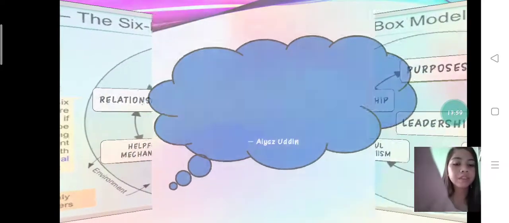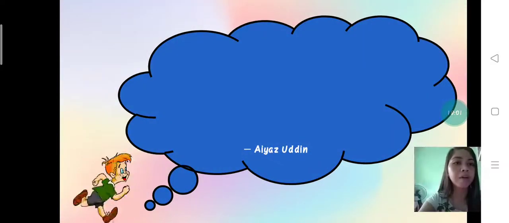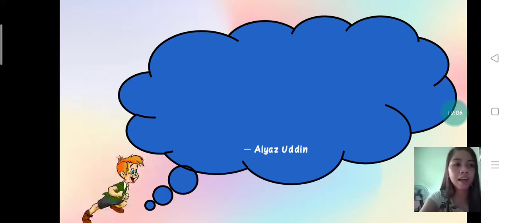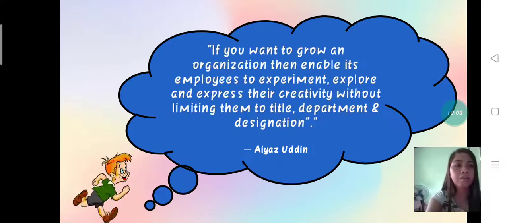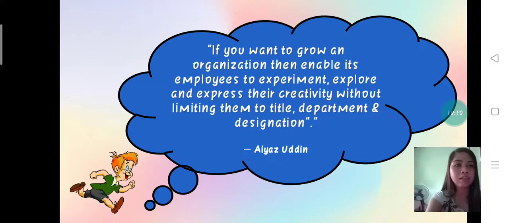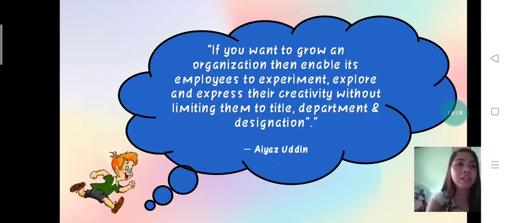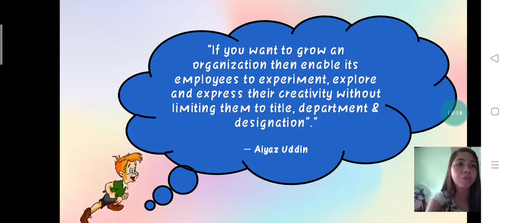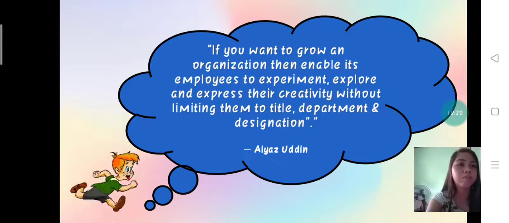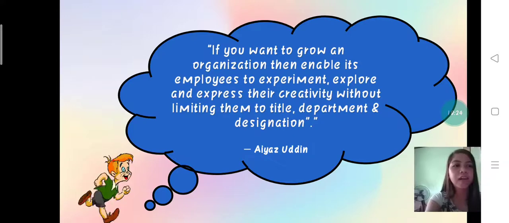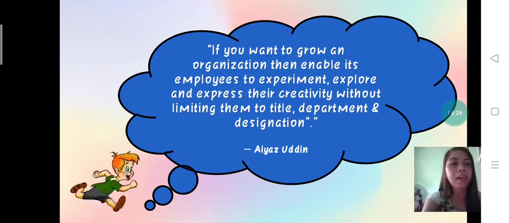So that should be all in my report. But before that, allow me to share this quotation: if you want to grow an organization, then enable its employees to experiment, explore, and express their creativity without limiting them to title, department, and designation. So that could be all. Thank you, and God bless us all.